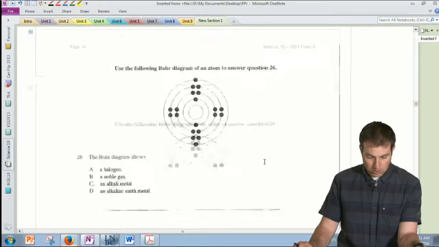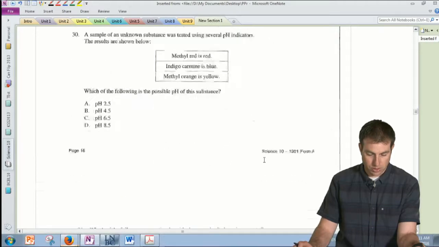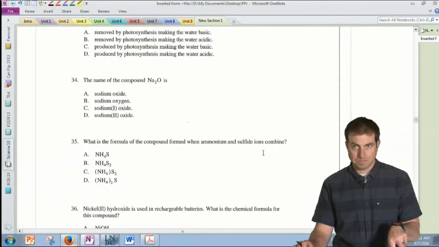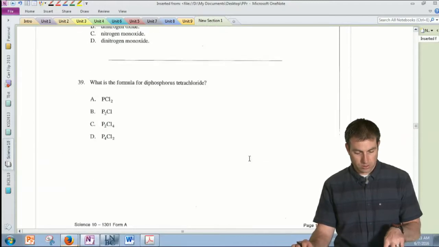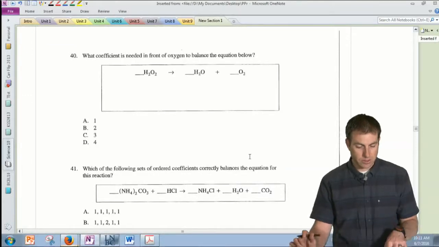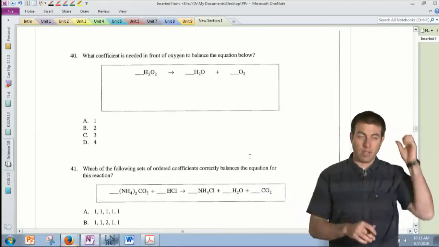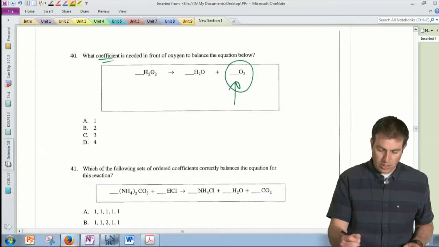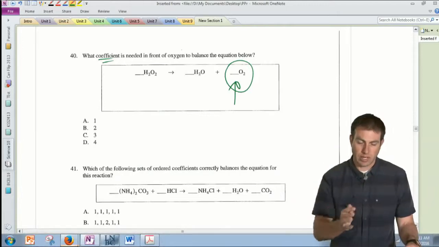Lewis diagram, Bohr model stuff, Lewis dot structures, diatomic molecules, indicators, periodic table questions, naming covalent molecules, balancing. You'll notice the balancing questions, instead of showing you a fully balanced one, because then you can just count, they'll say, what coefficient do I need to put in front of oxygen in order to balance this? So without giving you the answer, they just want the coefficient in front of that one.